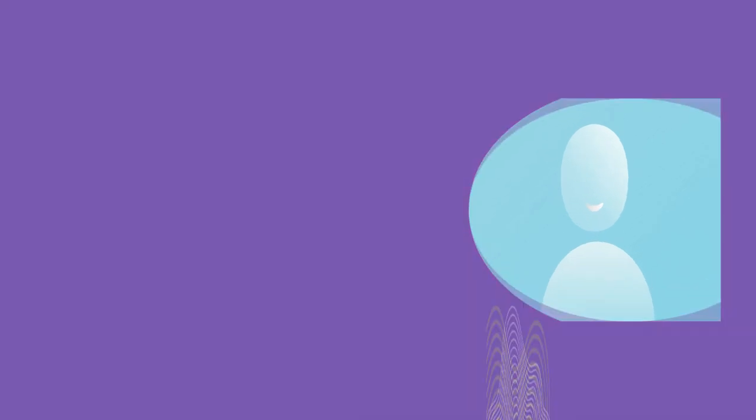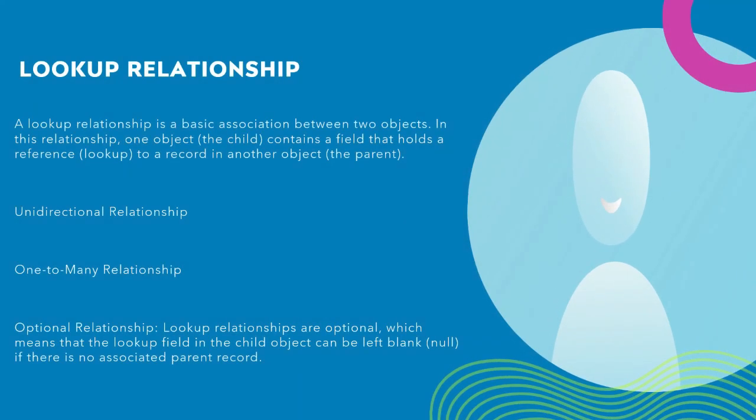Now coming to the lookup relationship. It is a basic association between two objects. As I told you, a relationship means connecting two objects or connecting the records of one object to the records of another object. In the lookup relationship, one object, which is the child, contains a field that holds a reference, also called a lookup, to a record in another object. Okay. So here you have to understand that the relationship or the reference or the lookup will be available in the child object.